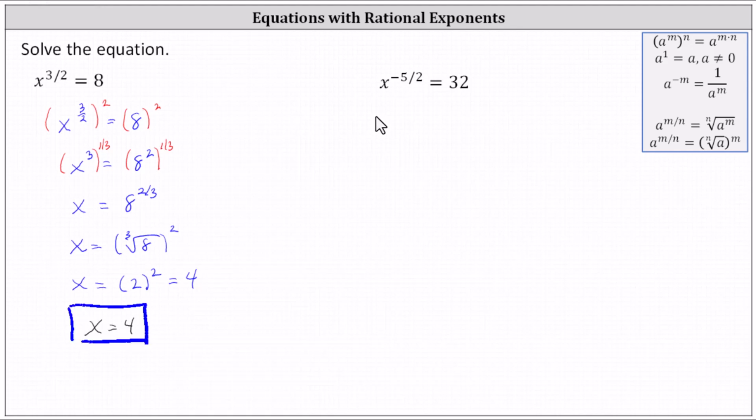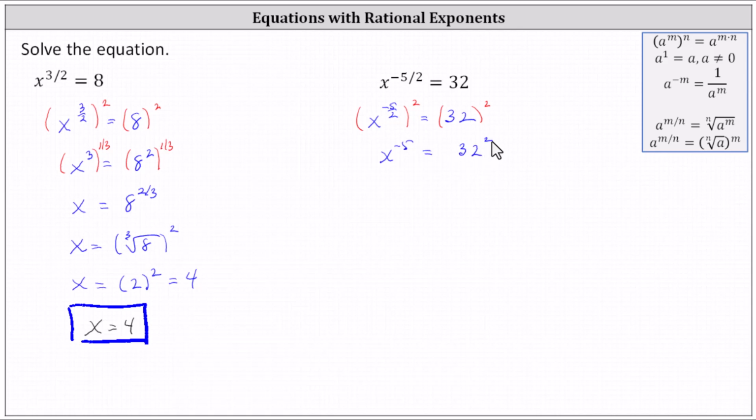For the second equation, we have x raised to the power of negative 5/2 equals 32. Again, we could raise both sides of the equation to the reciprocal power of negative 5/2, which would be negative 2/5. But again, let's go ahead and do this in 2 steps. Let's first eliminate the denominator from the exponent by squaring both sides. Multiplying the exponents on the left, negative 5/2 times 2 is negative 5, giving us x to the power of negative 5 equals 32 squared.